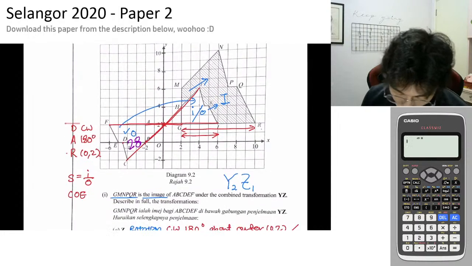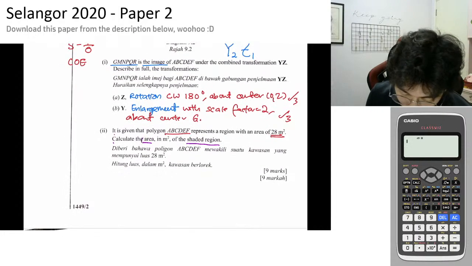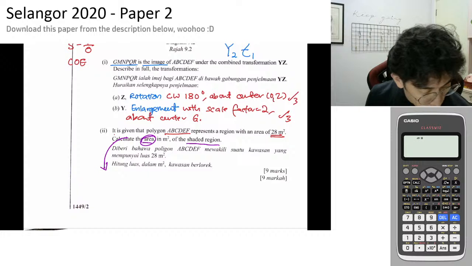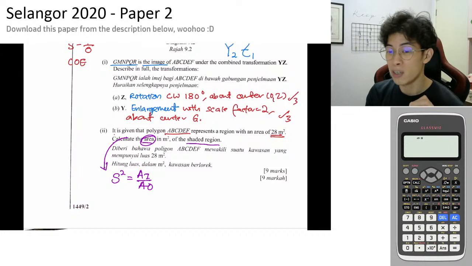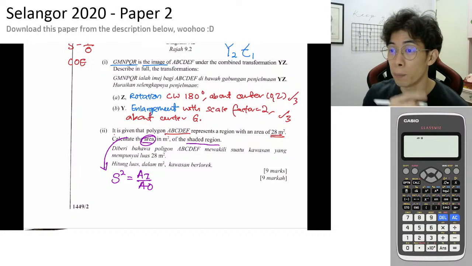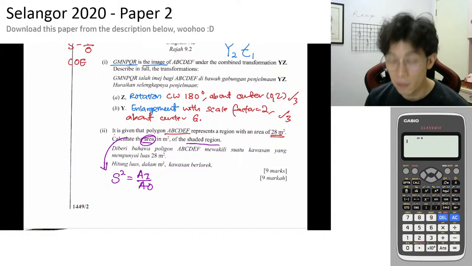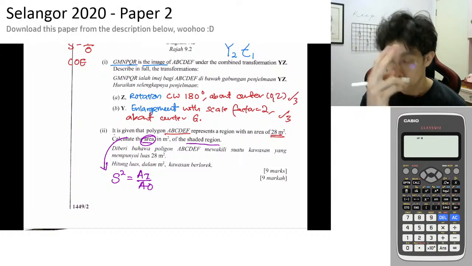Okay, like I mentioned, everyone, for the area there is a fixed formula: S squared equals AI over AO. So now you can put your scale factor inside. What is your scale factor, everyone? 2. 2 squared, 4.